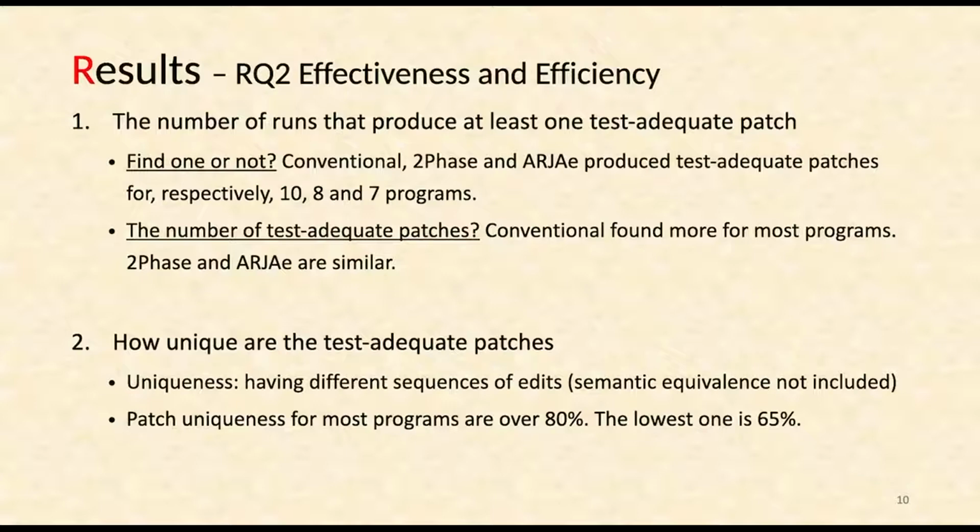For the second factor, let's look at how unique the test-adequate patches are. We define a patch as unique if it has a unique sequence of edits. So in this research, the semantically equivalent patches are also different. And we found that the patch uniqueness for most programs is over 80%. Even the lowest one has 65% patch uniqueness. And the results for the 3 fitness functions are similar.